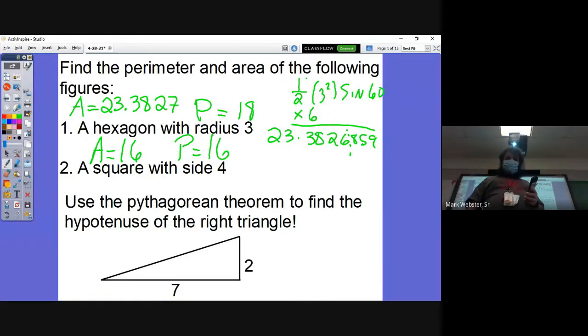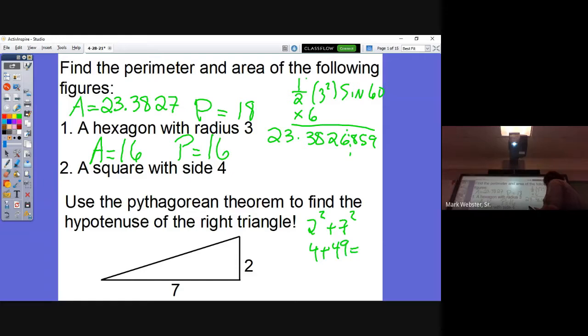All right. So now, last thing, we have to use the Pythagorean Theorem. What is it? Square root of 53. Very good. I forgot how to do it too. Square the 2 legs, add them together, and square root it. That's all it is. All right, square the 2 legs, add them together, and then square root.